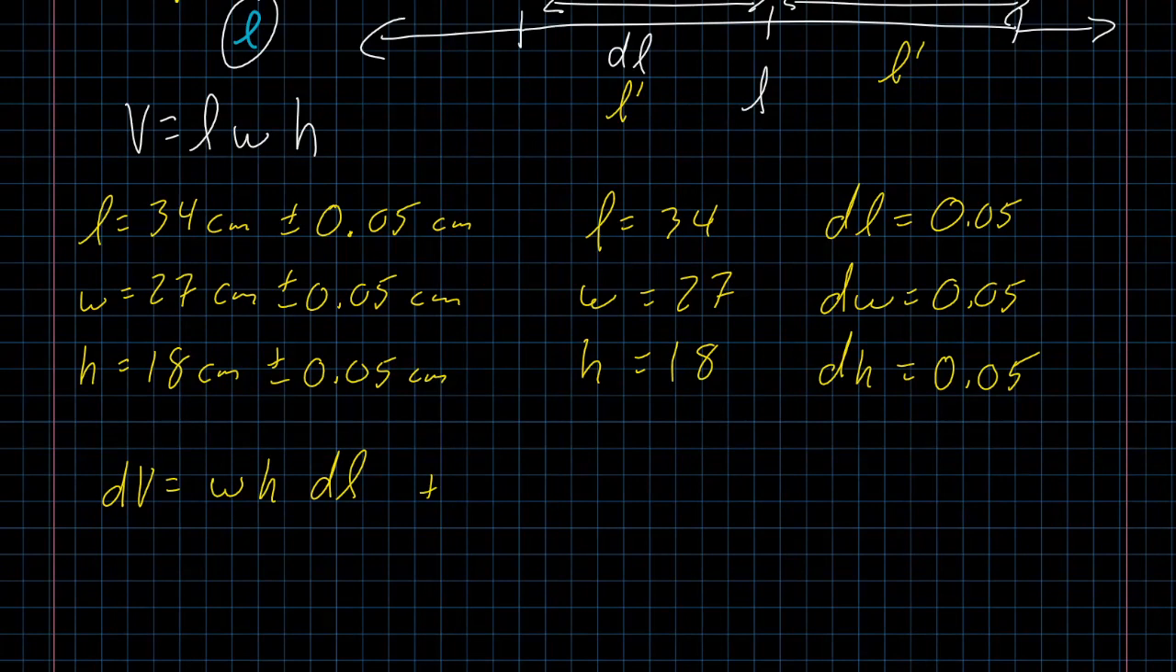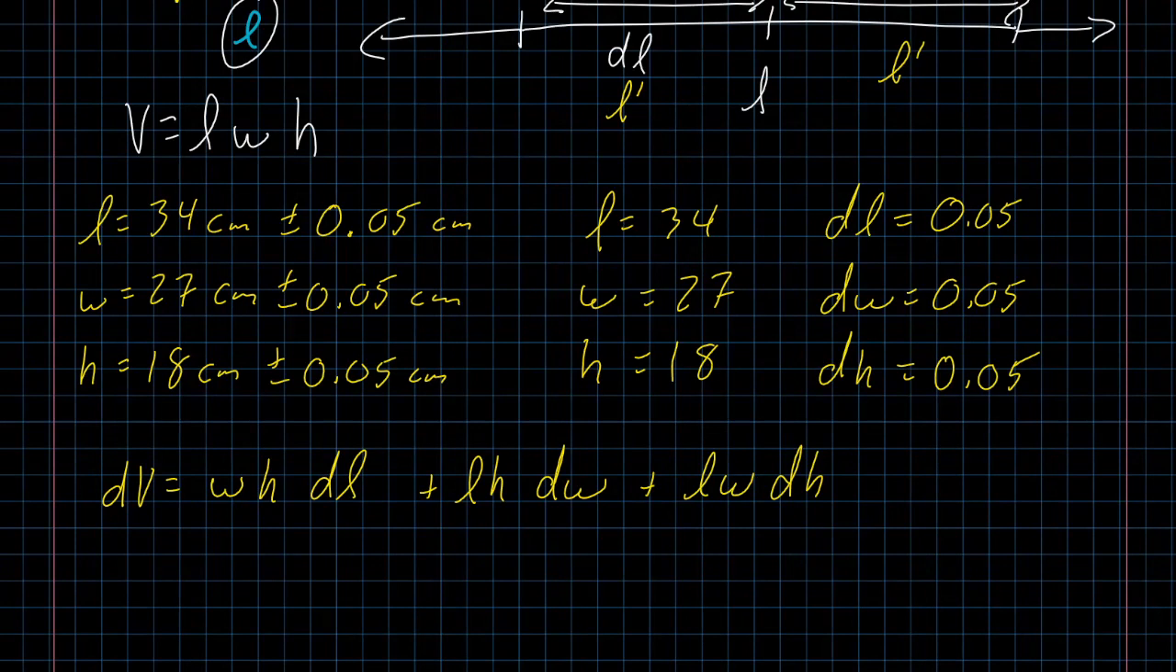Then we will differentiate W, leave the rest the same, LHDW and LWDH. It looks a little bit weird writing it in this form. It also looks a little bit weird because we have three things instead of just two, but that was just the product rule.